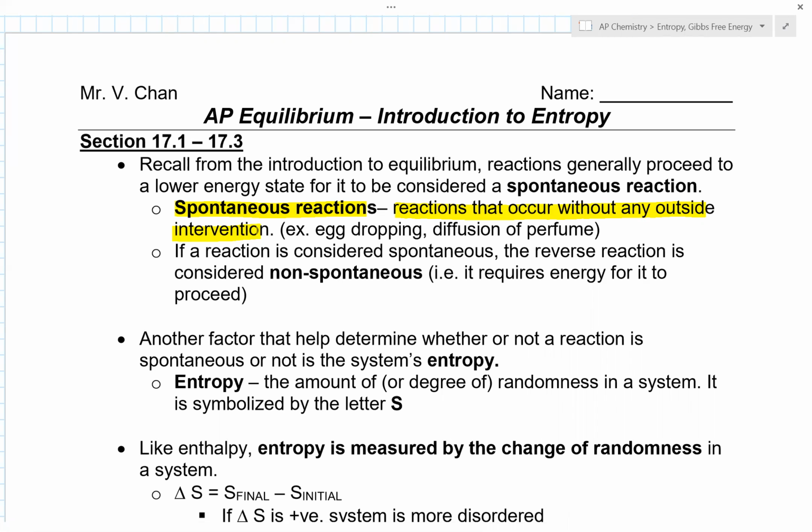Now, if a reaction is considered spontaneous, the reverse reaction is considered non-spontaneous. It requires energy for it to proceed. So if the egg drops onto the ground and we're picking that egg back up, that egg requires energy to go from a lower level to a higher level. That's why it's considered non-spontaneous.